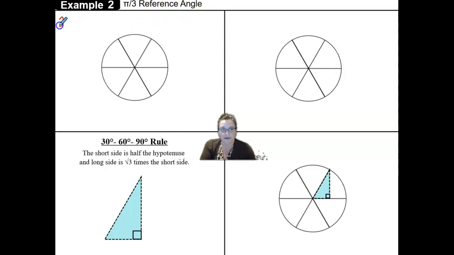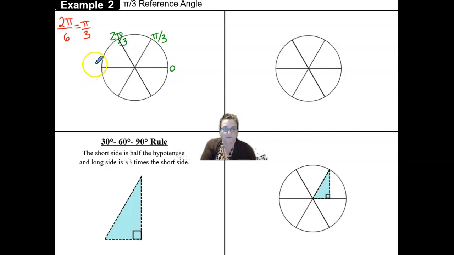So recall that there are 2 pi radians in the whole circle. If I divide the circle into 6 congruent sectors, each one of those sectors measures pi over 3. So I would be starting then at 0, and 1/6 of the circle is 1 pi over 3. So then this would be 2 pi over 3.